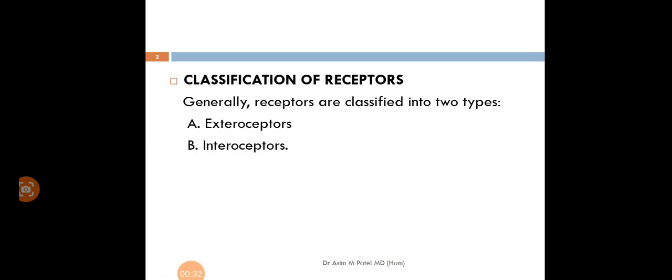These receptors are classified basically into two types: one is the exteroceptors and the other is the interoceptors. Exteroceptors are the receptors which give response to the stimuli arising from outside the body, and interoceptors are the receptors which give response to the stimuli arising from inside the body.